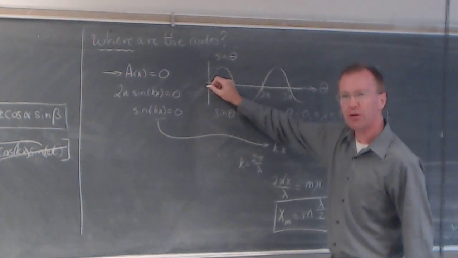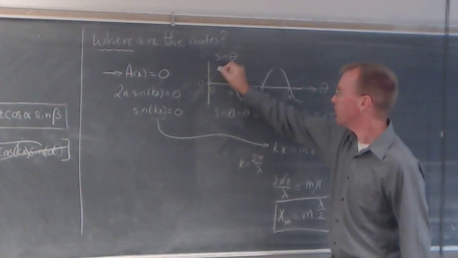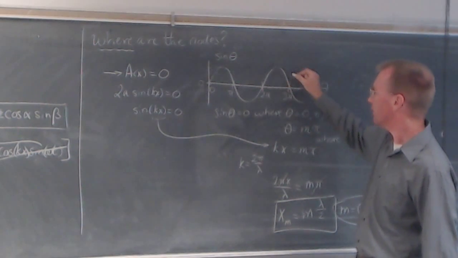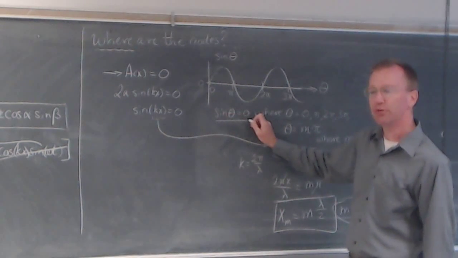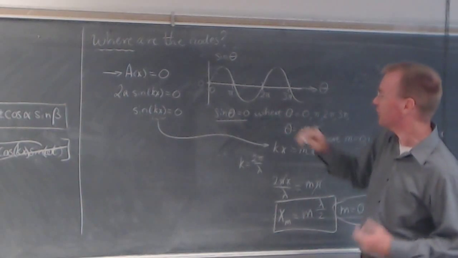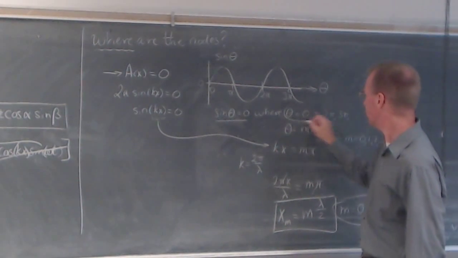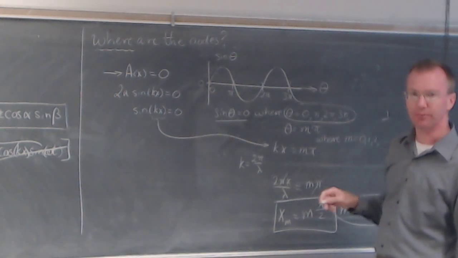And you can see that it crosses the 0 line here at theta equals 0, pi, 2 pi, 3 pi, 4 pi, and so on. So sine of theta is equal to 0. So sine of kx is equal to 0. Sine of theta is equal to 0 where theta equals 0, pi, 2 pi, 3 pi, and so on.